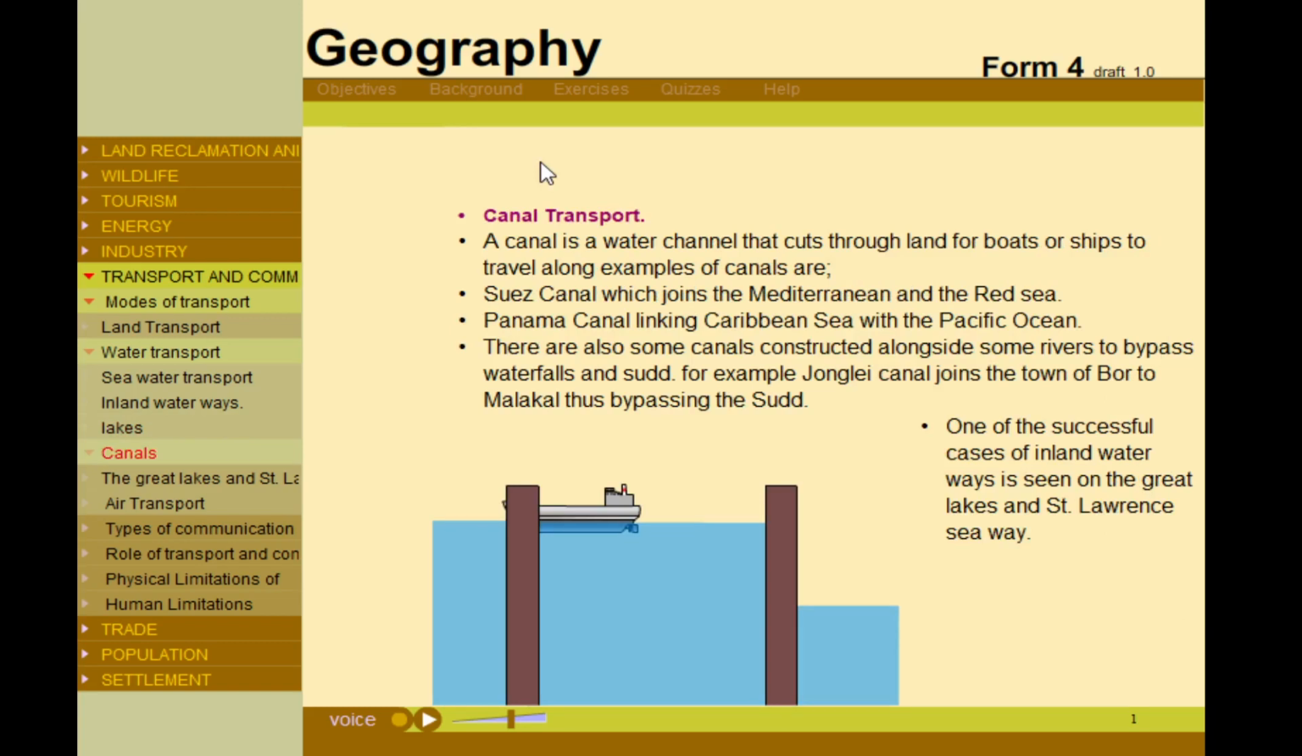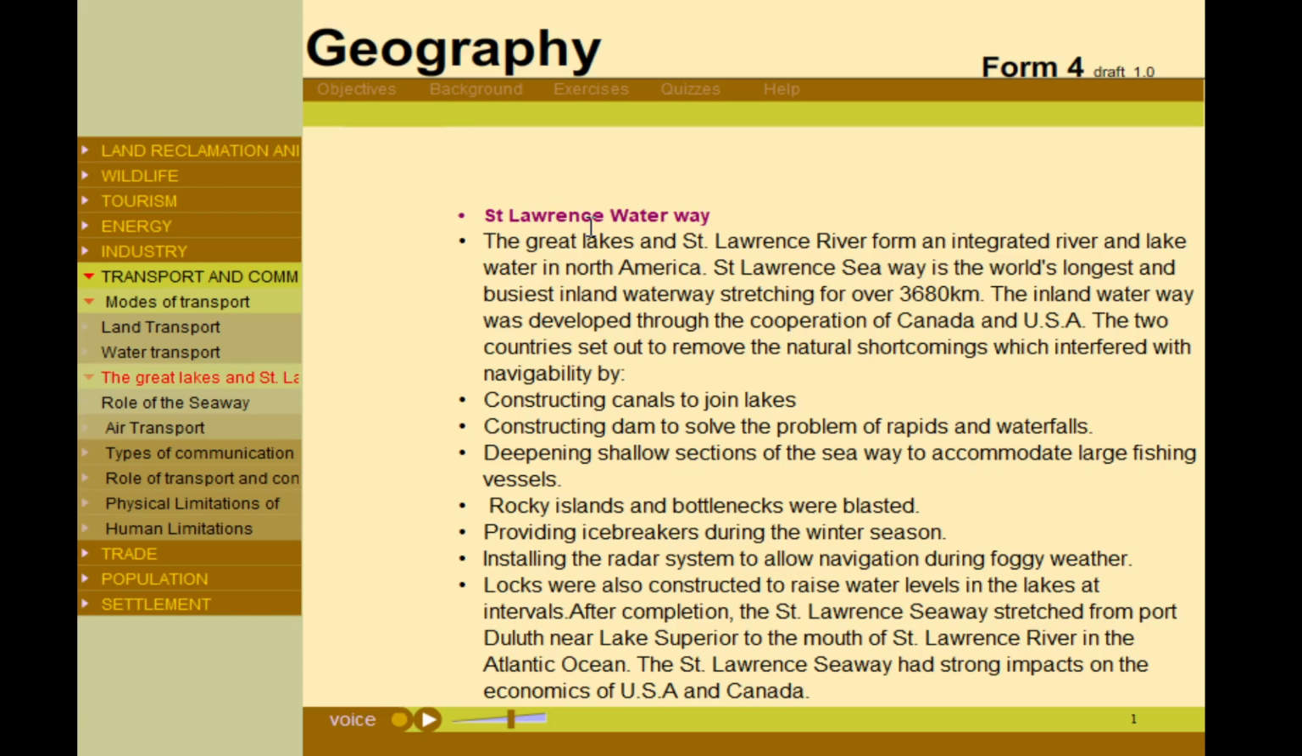One of the successful cases of inland waterways is seen on the Great Lakes and St. Lawrence Seaway. St. Lawrence Seaway is the world's longest and busiest inland waterway, stretching for over 360 kilometers. The inland waterway was developed through the cooperation of Canada and USA.